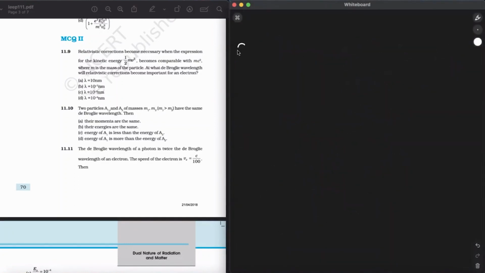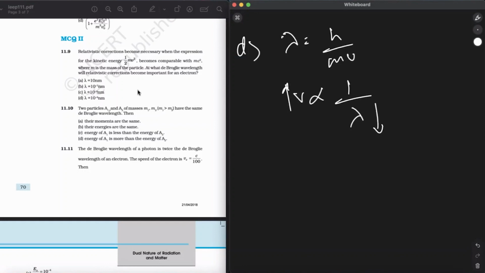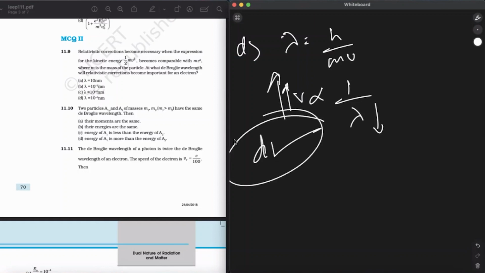Now, obviously, you can see that since lambda is equal to h upon mv, v is proportional to 1 upon lambda. So since lambda is decreasing, v is increasing. So if for lambda equal to 10 to the power of minus 4 nanometer, v is greater than c, then for a smaller value of lambda, the v will be greater. So option D will also be correct. You don't even have to solve the last part.